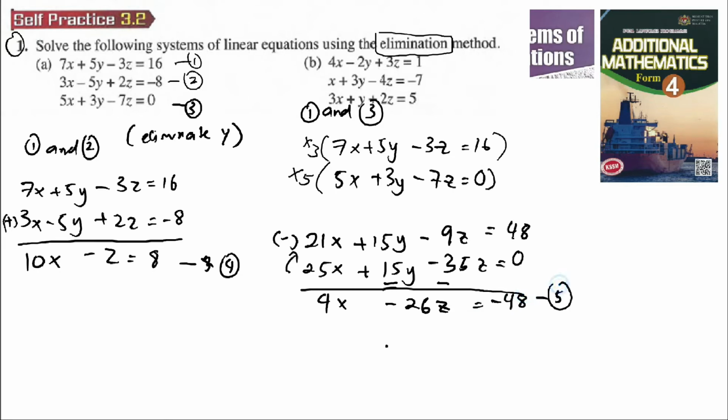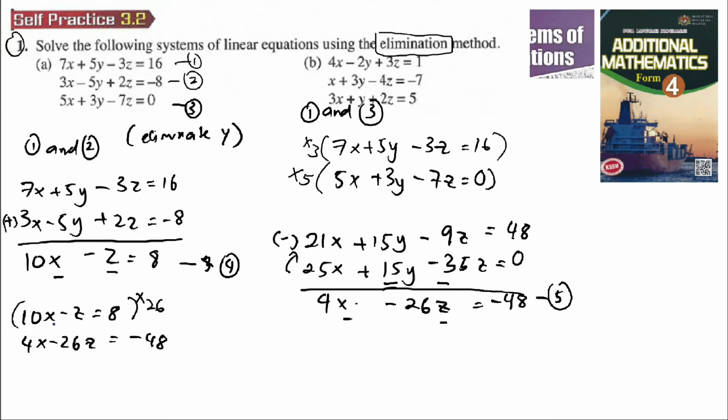So this is equation 5. You can see that this one is x and z, and this one is x and z. If we do elimination of these two, we can get one of the variables. So this one is 10x minus z is equal to 8, and this one is 4x minus 26z is equal to negative 48. To do elimination, we have to make the constant of one variable equal. This one I have z, so I want to multiply this one with 26 so that I get 26z, so I can eliminate z.